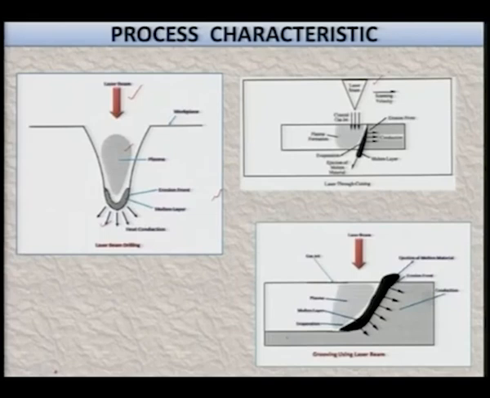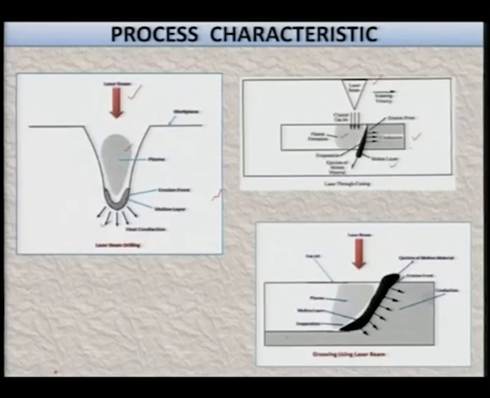Now, here are some of the things you can check which are common to the earlier figure and this figure. Plasma formation is there, then the coaxial jet is there, evaporation is taking place, ejection of molten material is taking place, heat is conducted away, and a molten layer is also there.